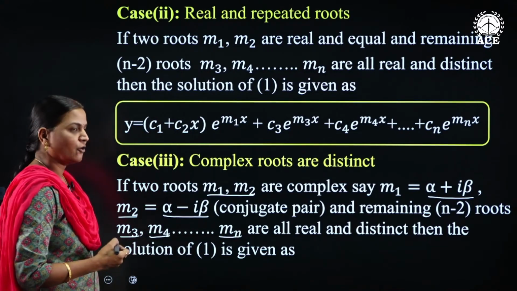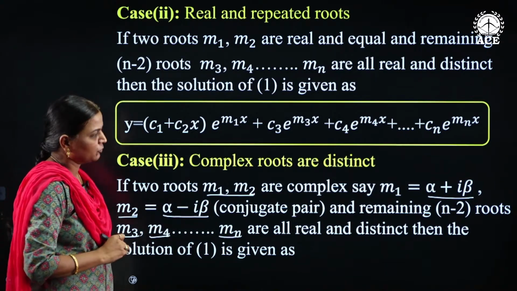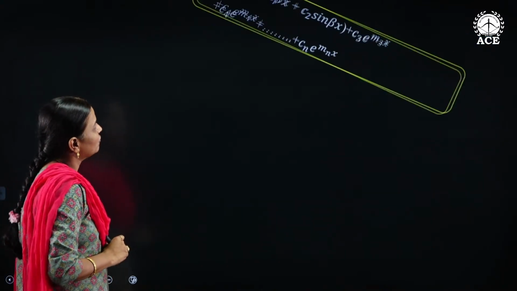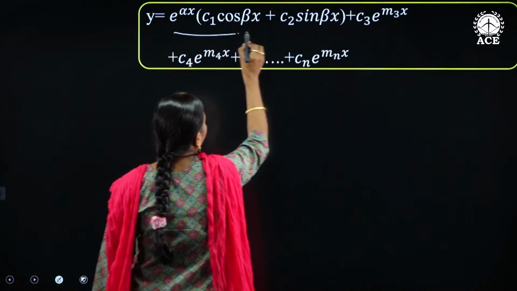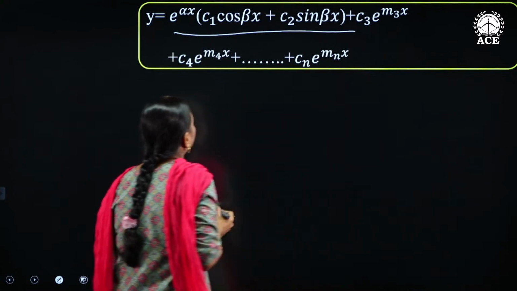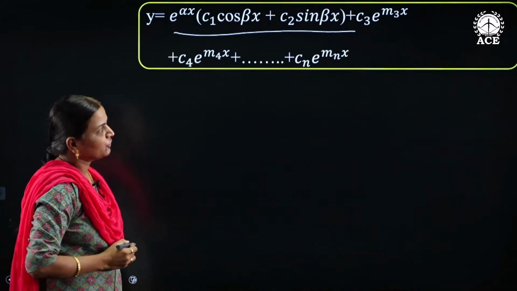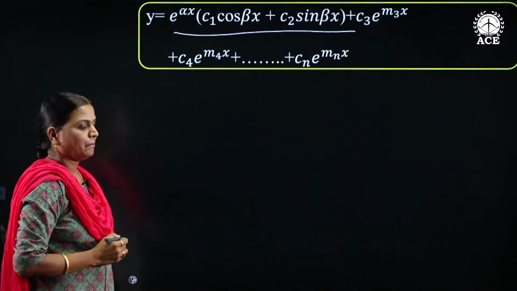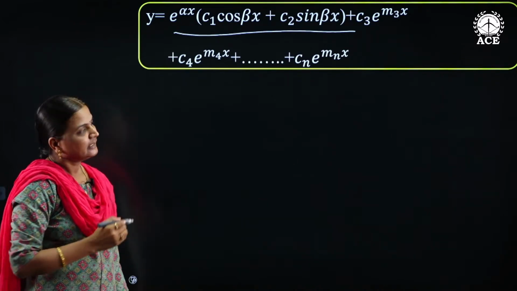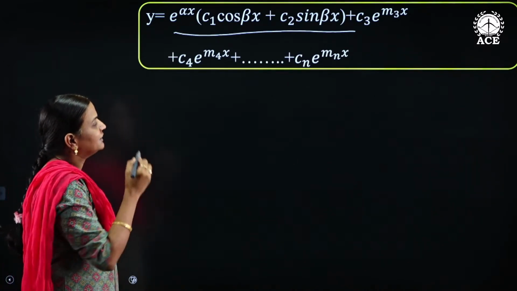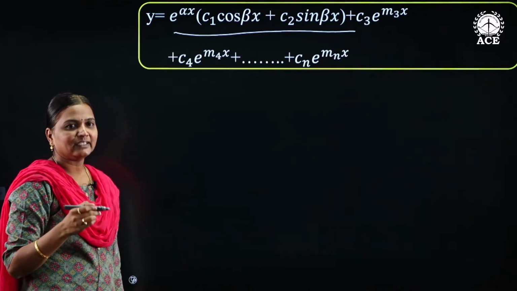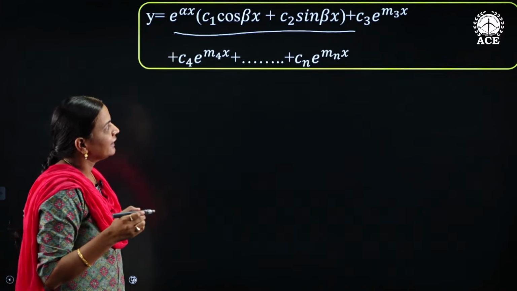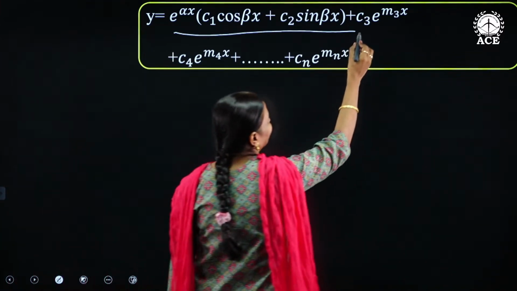In this case, how to write the general solution of a homogeneous differential equation? So first, for the complex roots, this is the corresponding general solution part. What is that one? e power alpha x into c1 cos beta x plus c2 sin beta x. That is the corresponding part of the general solution when the roots are complex and distinct. And the remaining n minus 2 roots are real and distinct. So therefore, what is the remaining part?